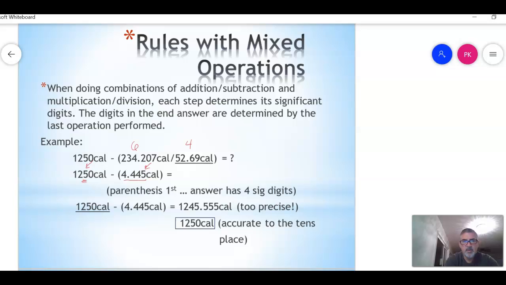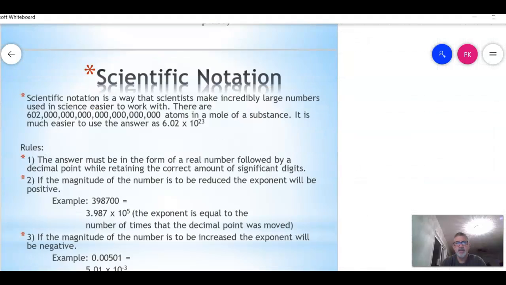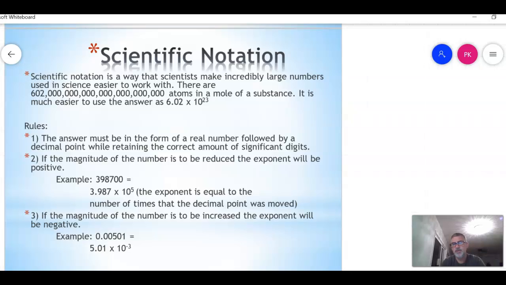Right, so I have to do my answer to the tens. So when I multiply this across, I get this number, way too precise. So I'll go ahead and round this one to the tens place. Then I get my answer. Right, so just follow the same rules. Now you'll have a sheet to do today, and I'll give you the answers to some of them so you can check your work as you go, and I'll talk about it at the following Zoom.